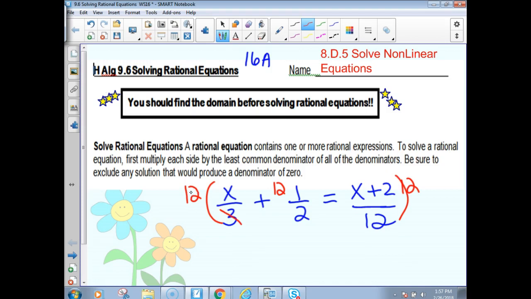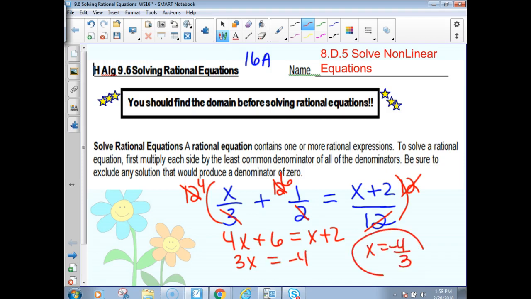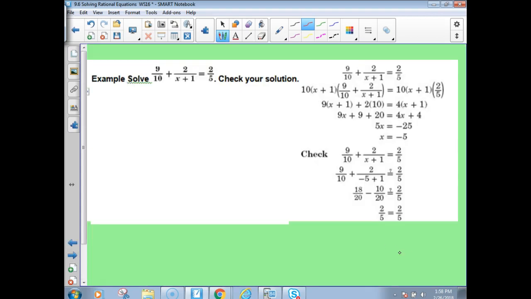And if we did that, 3 goes into 12 4 times, and you would have had 4 times x, plus 2 goes into 12 6 times 1. Over here, 12 goes into 12 once, you'd have x plus 2. And then we would subtract x, subtract 6, and we would have solved and got x is negative 4/3. This particular problem had no restrictions because there was no denominator with a variable. Today, we are going to be clearing the fractions, but now they're going to have more complicated denominators.